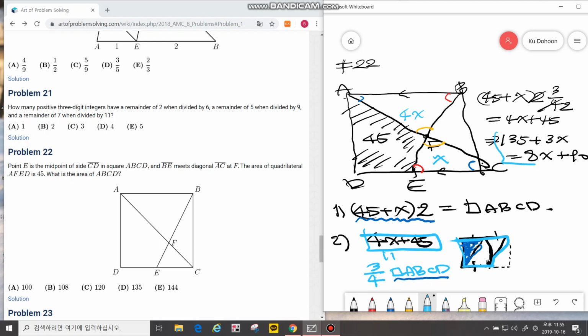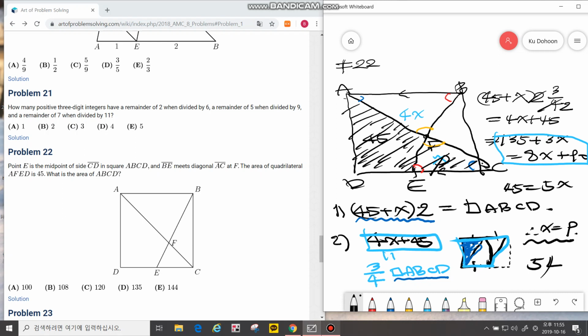Now, this is the equation we need to solve for x, right? Now this becomes 5x, and then you move 90 to the other side, then you have 45. Then you get x as 9, right? So as we got x as 9, the area of half of the square is 45 plus 9, which is 54. And you just need to multiply it by 2, then you have 108 as your answer.